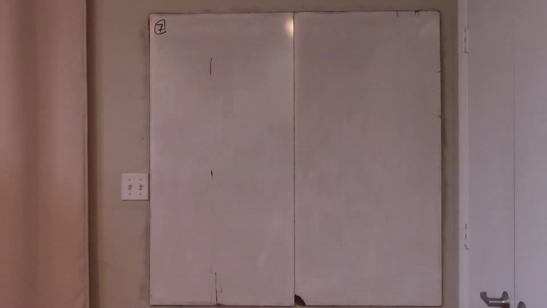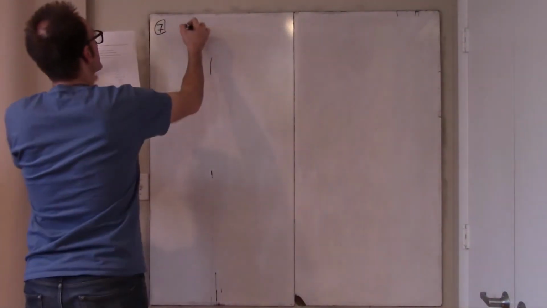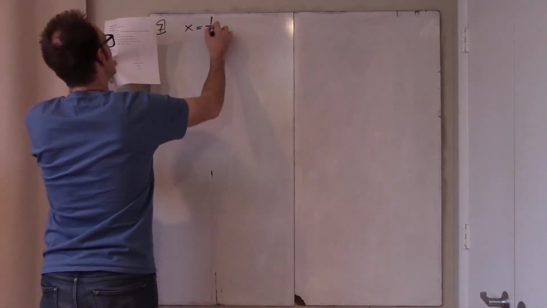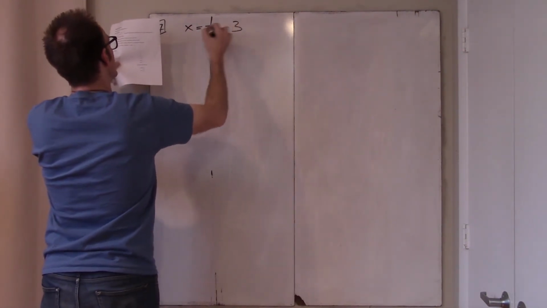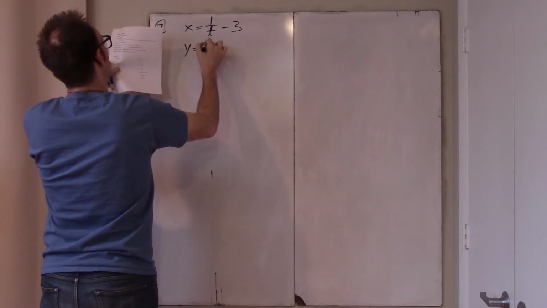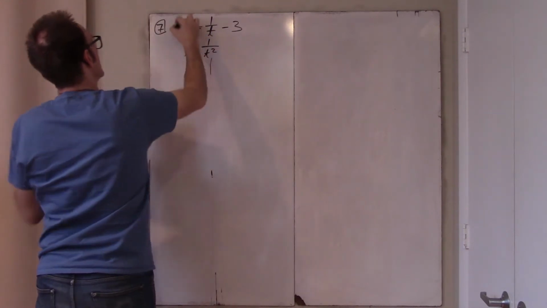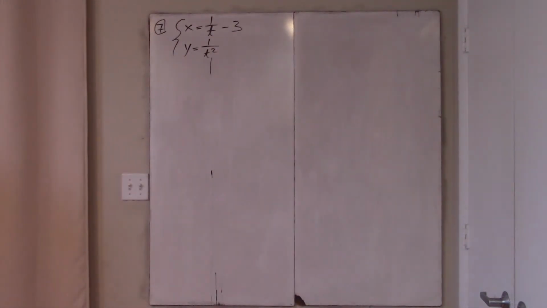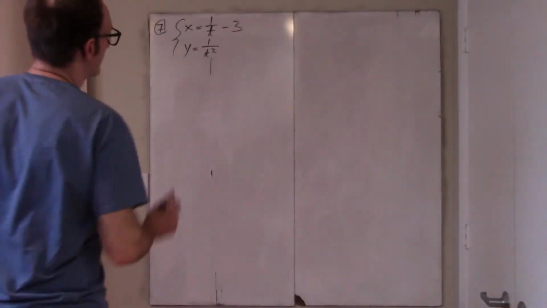What is this problem? Well, it's x equals 1 over t minus 3, y equals 1 over t squared. Okay, this seems pretty hard. How are we going to do this? Well, we should be careful. Okay, so let's first note our restrictions.